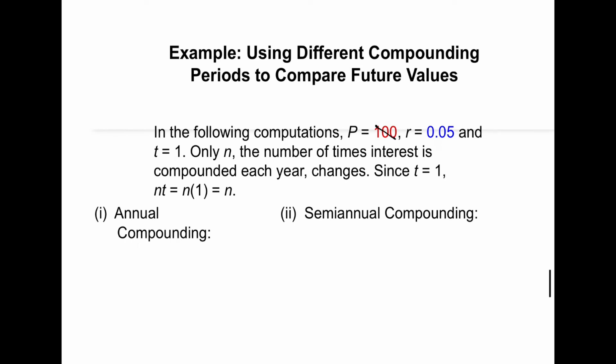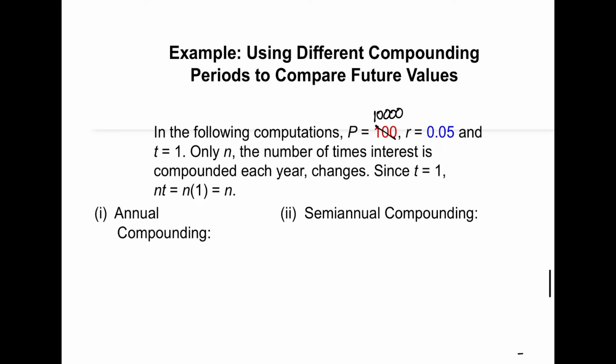So again, I'm using 10,000 just to make it a little more interesting. R is going to be 5%, and T is only equal to 1. We're just going to do it for 1 year. And N, of course, is going to be the number of times interest is compounded, so it's paid out to you. When we're compounding it, we're paying it out, which increases the amount that you're earning. Since T is equal to 1, N times T is just going to be N. Okay, great. So let's just work these out.